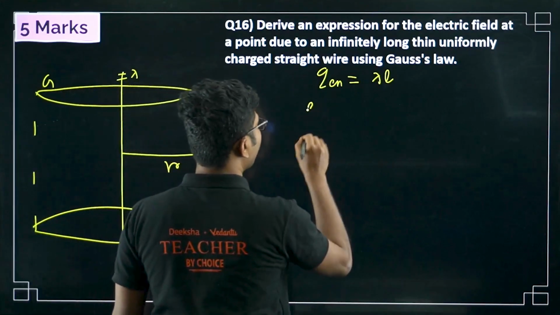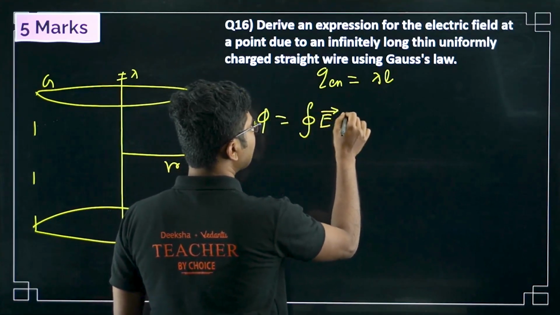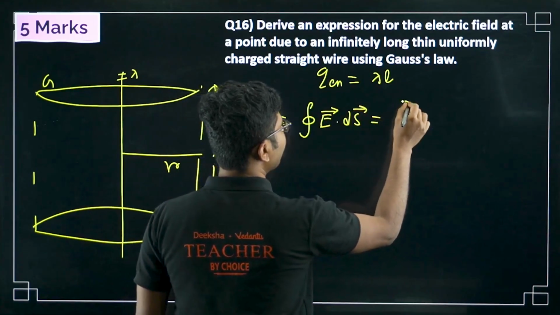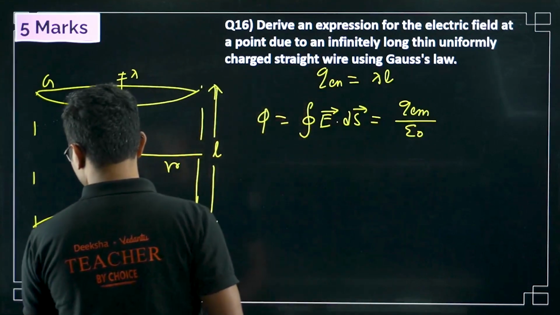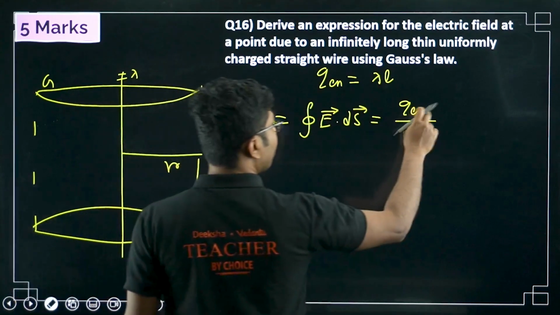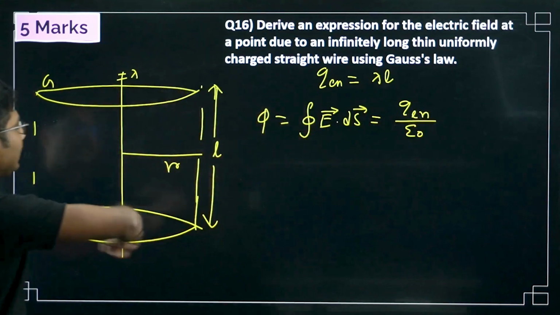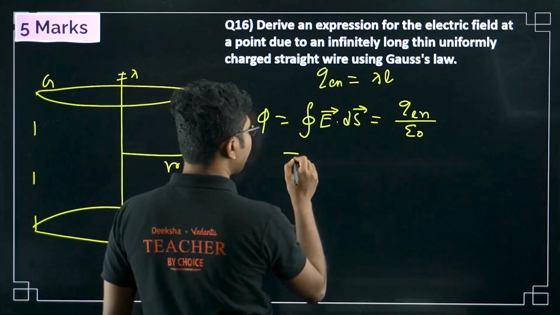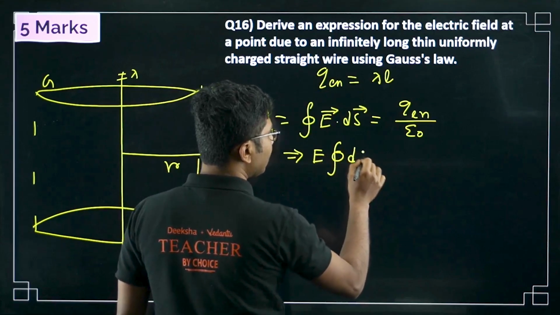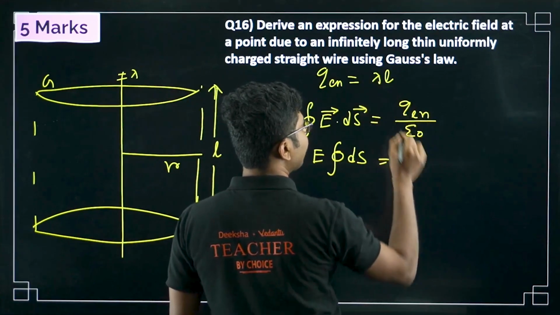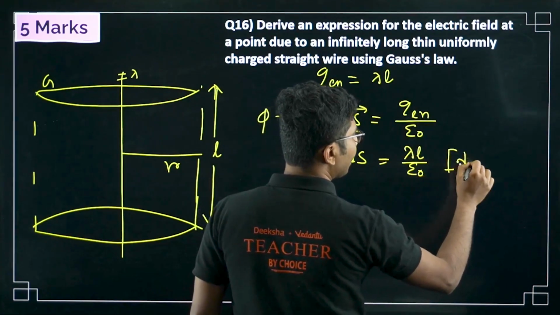Now what is Gauss's law? From Gauss's law, flux phi equals integral of E dot ds, and that should be equal to Q enclosed by epsilon naught. Q enclosed by epsilon naught is the formula for Gauss's law. We all know that. Now in this case of a cylindrical Gaussian surface, due to symmetry, E must be constant, so it will come out of the integration. Only ds will be left. And what is Q enclosed? Q enclosed we already wrote, that is lambda L, divided by epsilon naught. You have to mention that due to symmetry.